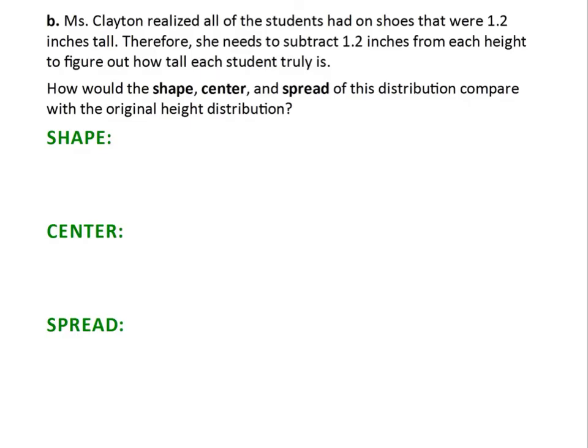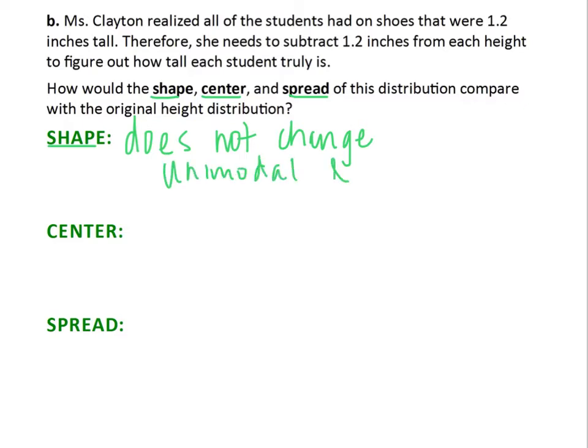So this is the same problem we've been working with, but now I have space to write how the shape, center, and spread are going to compare with the original distribution. Well, we just saw in key point number 1 that the shape does not change. So I started with a unimodal and slightly skewed to the right graph. So it's going to stay unimodal and slightly skewed to the right.